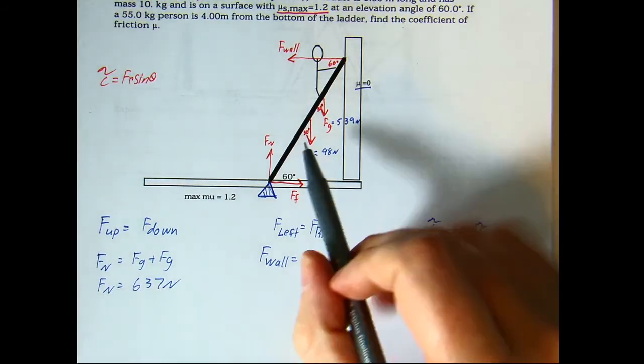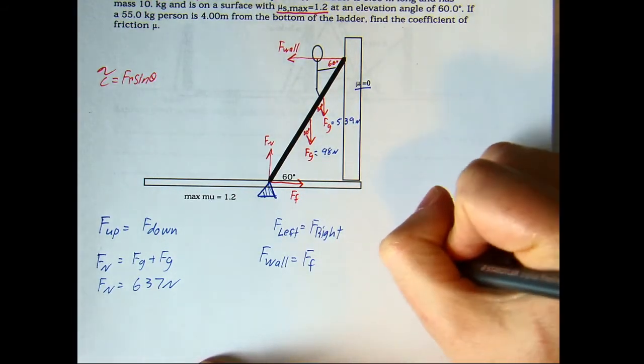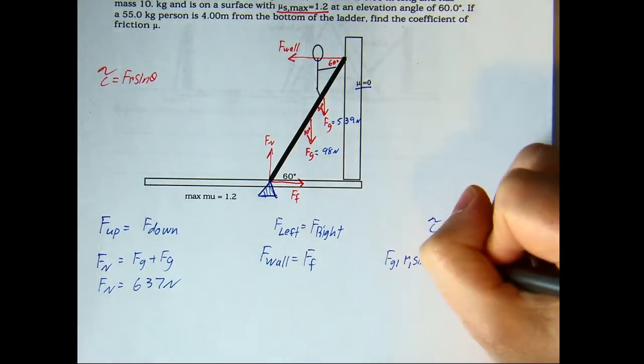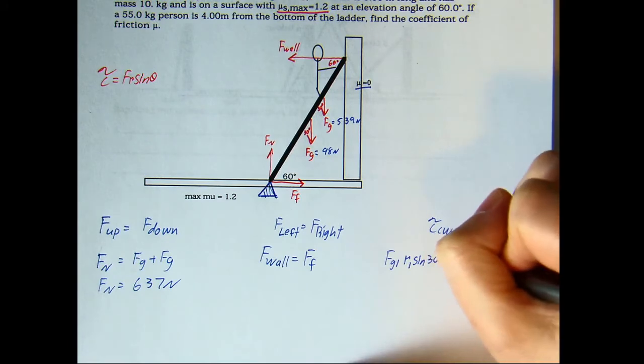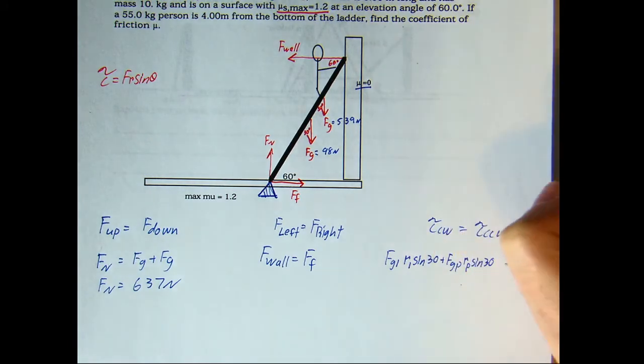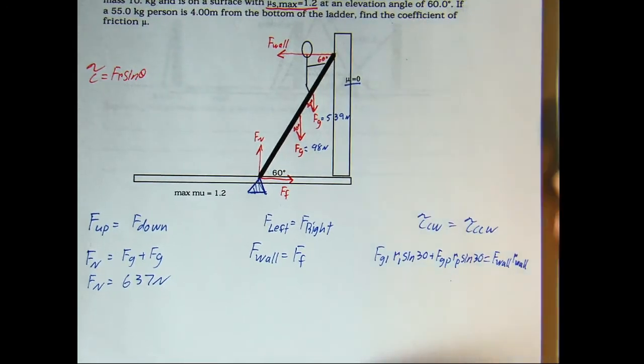My clockwise torque is going to be these two FGs. So I'm going to get FG ladder times R ladder sine 30 plus FG person R person sine 30 is going to equal F wall R wall. We're running out of space here. Sine 60.